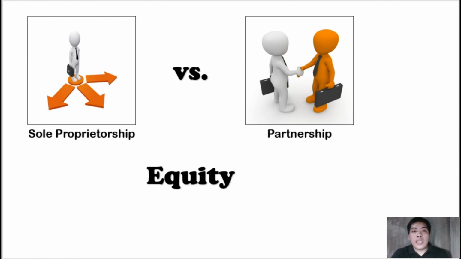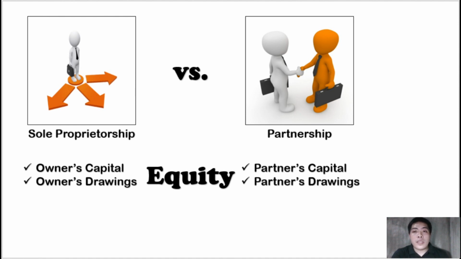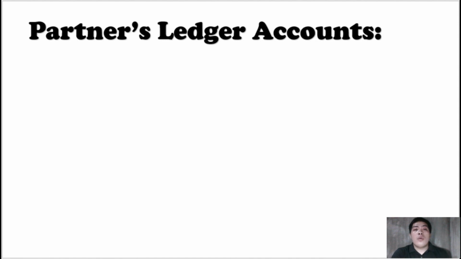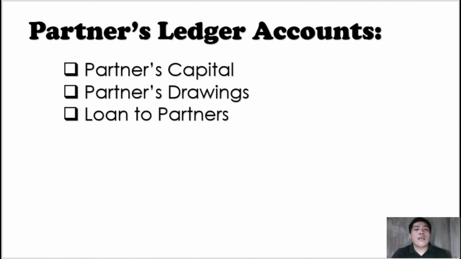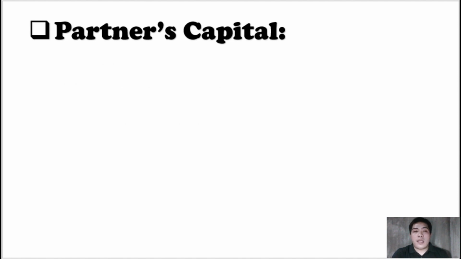As to equity, dito medyo nagkakaiba yung sole proprietorship at saka yung partnership. Under sole proprietorship, owner's capital yung ginagamit. Under partnership naman, we have partner's capital. Kasi nga marami na, so dapat partner's capital yung gagamitin. Specifically, mini-mention sa capital kung sino-sino yung partners na merong capital sa partnership. Then as to drawings or withdrawal, owner's drawings naman sa sole proprietorship, then partner's drawings naman under partnership. So, to summarize, yung pag-uusapan natin dito, we have the partner's capital, partner's drawings, loans to partners, at saka loan from partners accounts. So, start ako dito sa partner's capital.